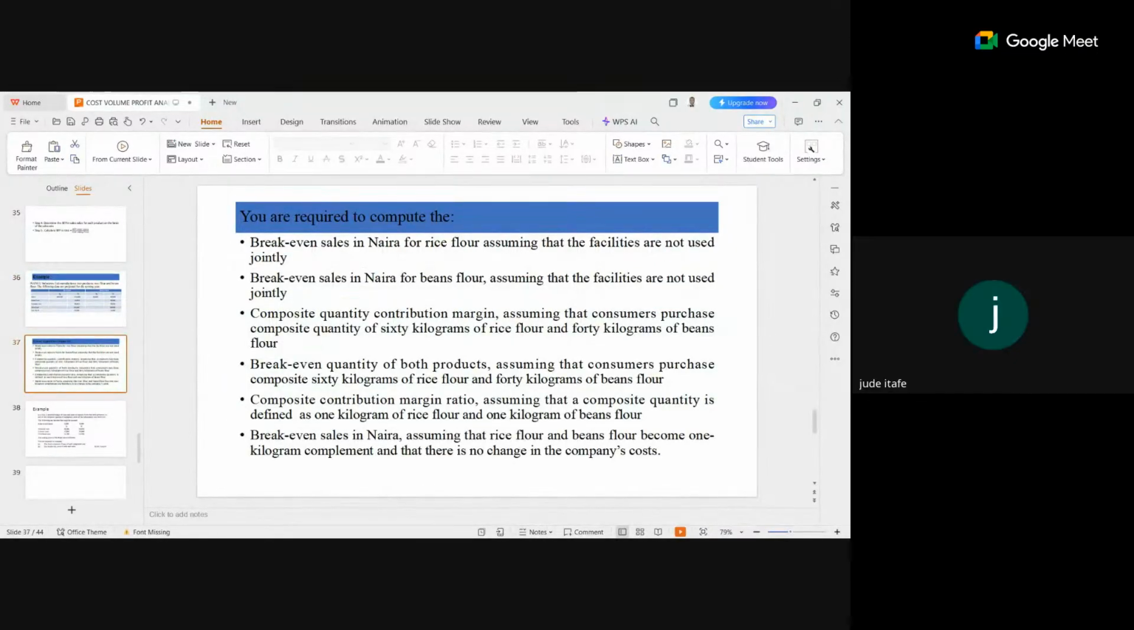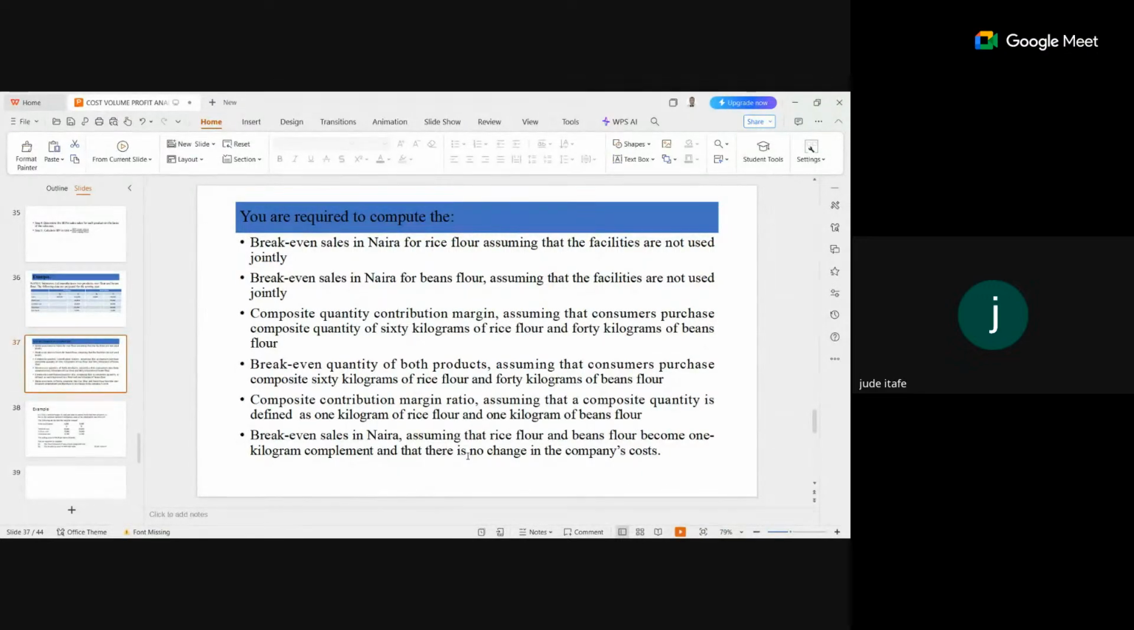You are required to compute the 1. Break-even sales in Naira for rice flour, assuming that the facilities are not used jointly. 2. Break-even sales in Naira for beans flour, assuming that the facilities are not used jointly. 3. Composite quantity contribution margin, assuming that consumers purchase composite quantity of 60 kilograms of rice flour and 40 kilograms of beans flour.